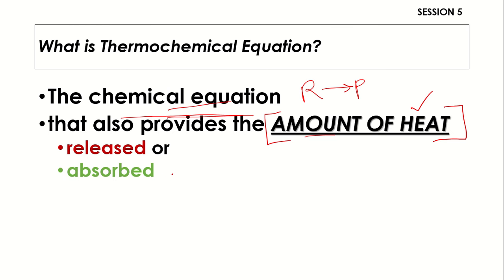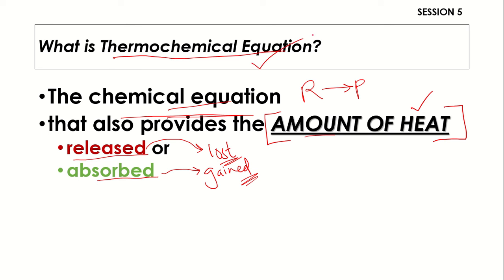heat absorbed. So heat released, we have a synonym for this. That means heat lost. And heat absorbed, the synonym you have already guessed. That is heat gained. So if a chemical equation gives you any sort of information about heat lost or heat gained, then that chemical equation is known as thermochemical equation.